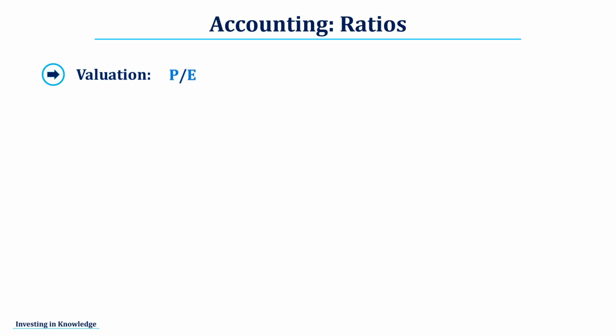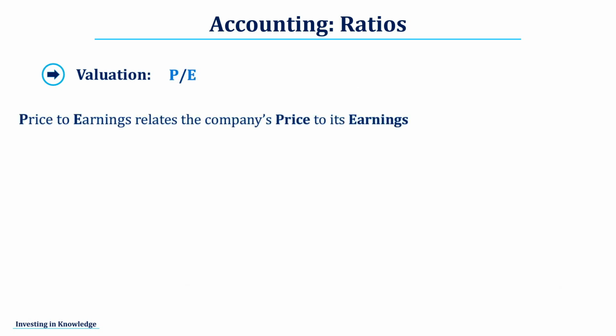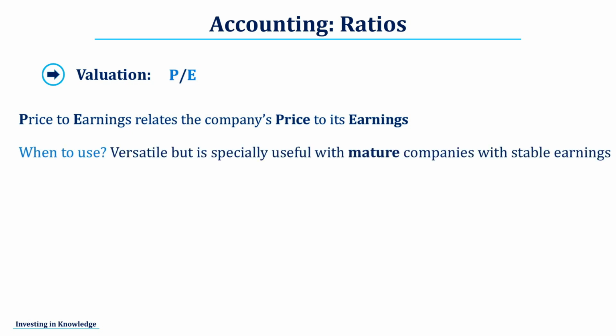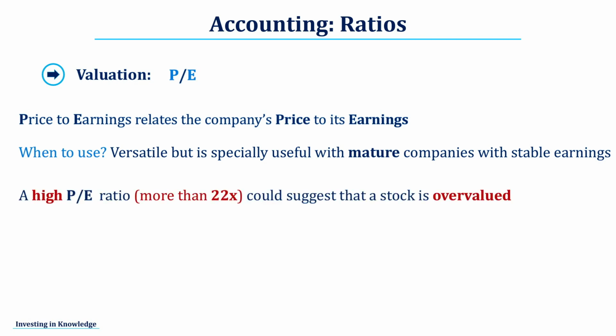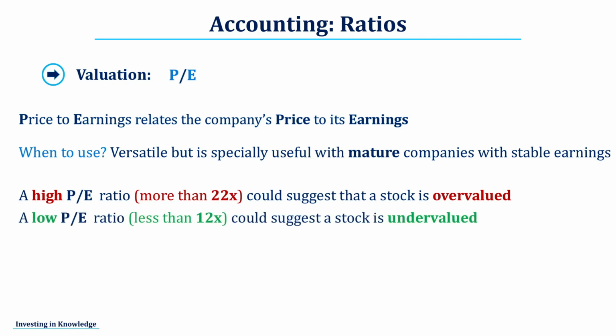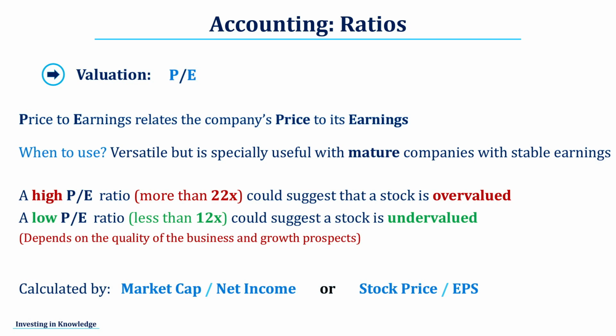Price to earnings relates the company's price to its earnings. It is a versatile ratio, but is especially useful with mature companies with stable earnings. A high PE ratio, which is more than 22 times, could suggest that the stock is overvalued. A low PE ratio, less than 12 times, could suggest a stock is undervalued. It all depends on the quality of the business and growth prospects. It's calculated by dividing the market cap by the net income, or stock price divided by the EPS.